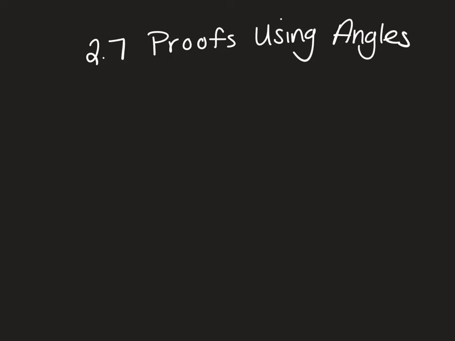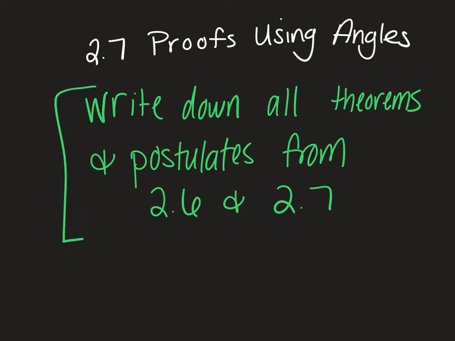Okay, so we're not going to start really getting into proofs until next week, but today I want to just go over some basic intro things that will make it easier for us when we start doing proofs. So I want you to make sure that you write down all of the theorems and postulates that are in 2.6 and 2.7. Please make sure that you do this as part of your assignment today. You don't need to post that, but just make sure that you've got that written down on your theorem postulate sheet by Monday.